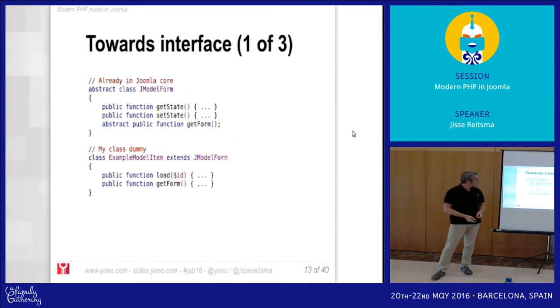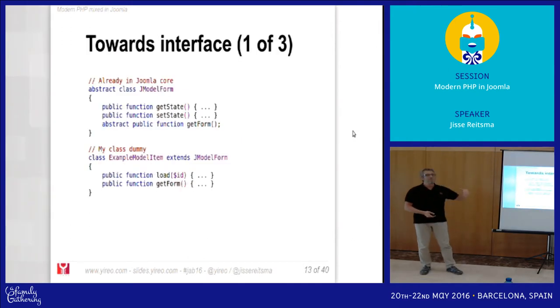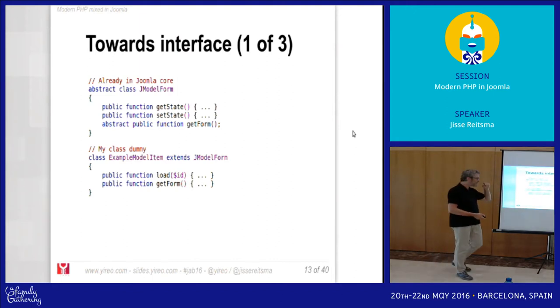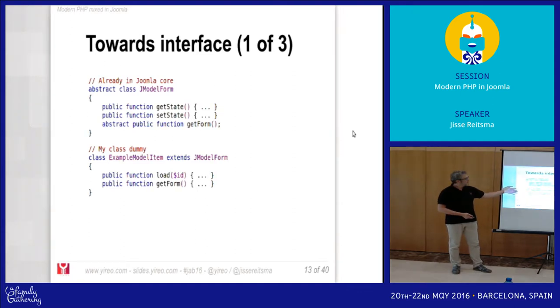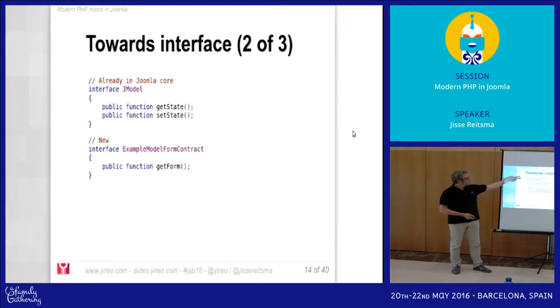I thought I had an extra slide as well, on how to move this code from an abstract class into an interface-driven thing. And that is, we have an abstract class. We have two parent methods that have functionality. We have one abstract method, getForm. So we need to re-implement that into our own class. So this is the old style. And we can rewrite it so that we already have this JModel, but we don't have yet a getForm method somewhere in the interface.